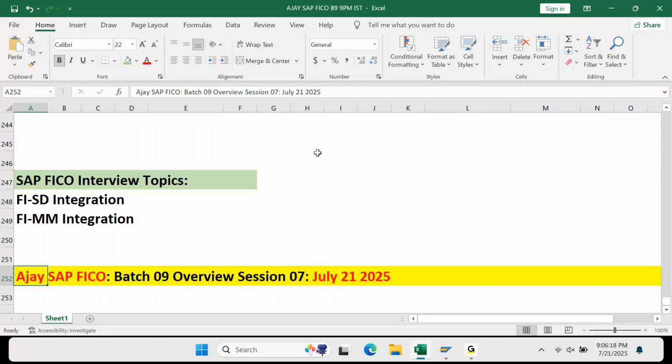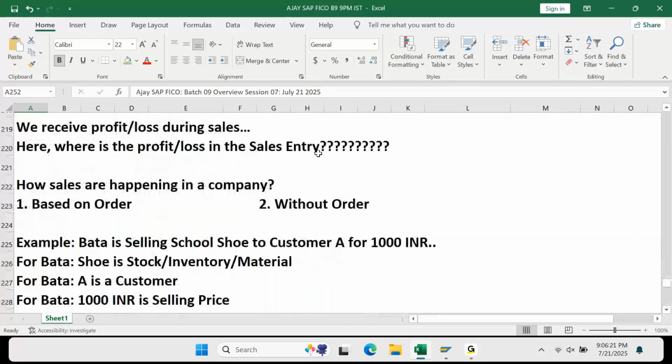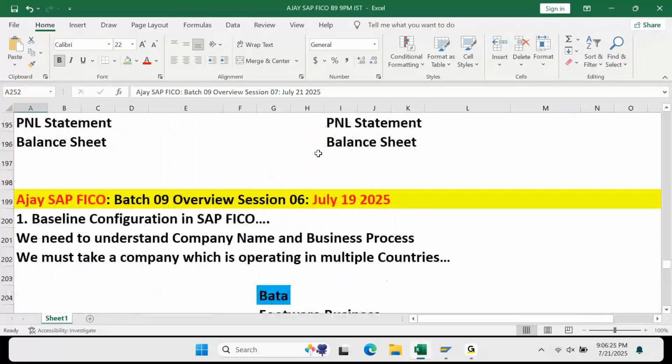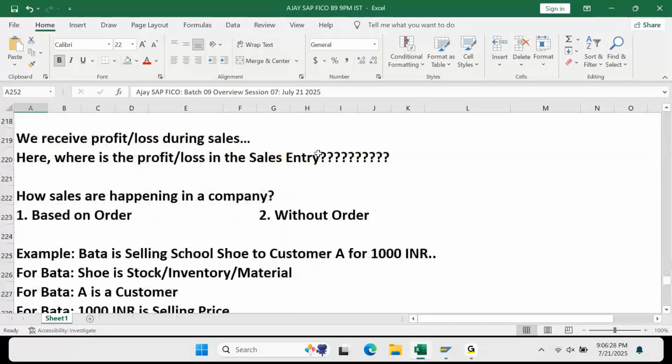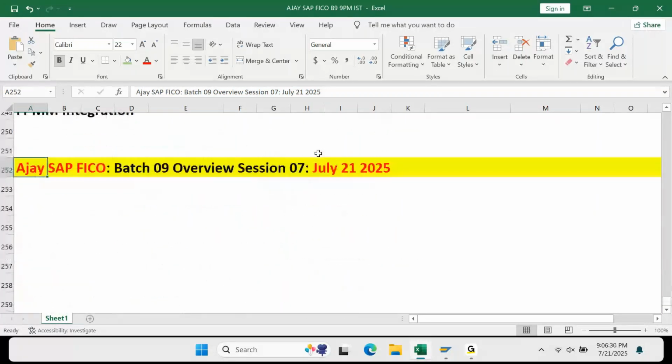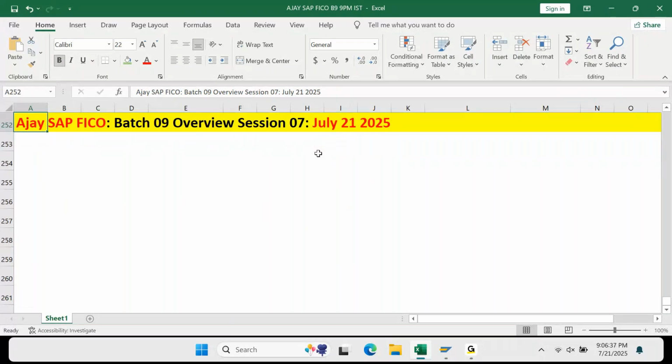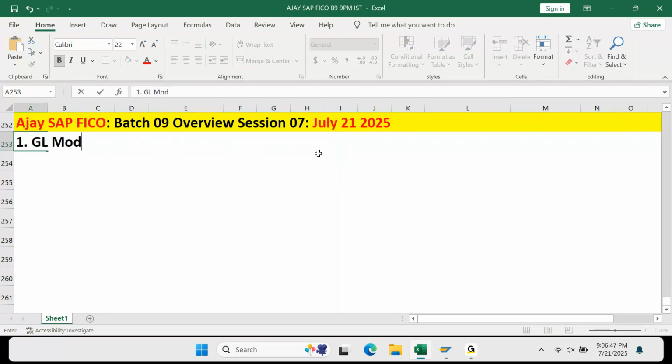Okay. In the last session, we started talking about the basic business process, in which we discussed how sales happen, and connecting to sale, we understood other points related to cost, material, integration, sales tax and all. Now we will try to understand from GL onward. Let's say GL module or GL accounting.